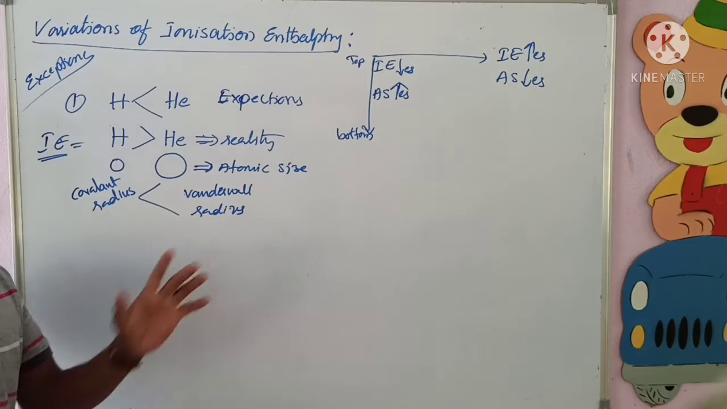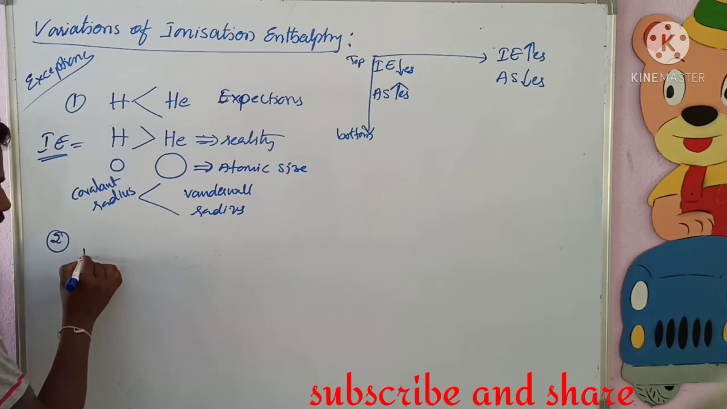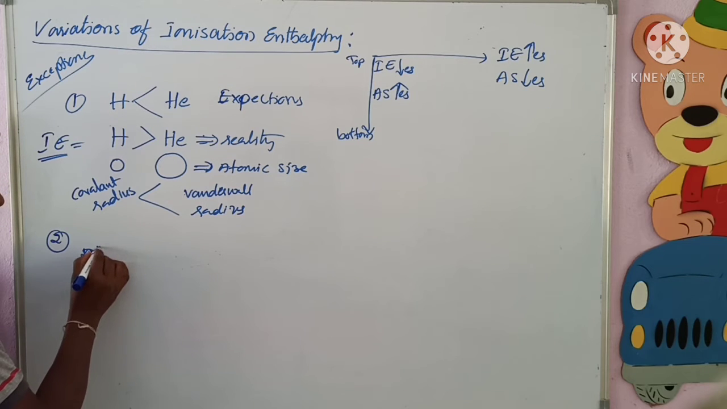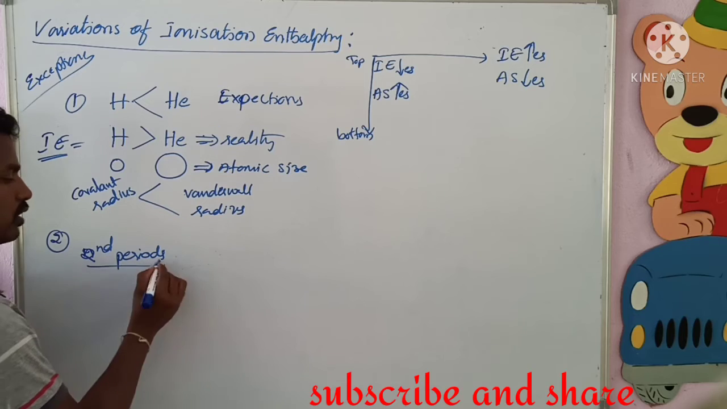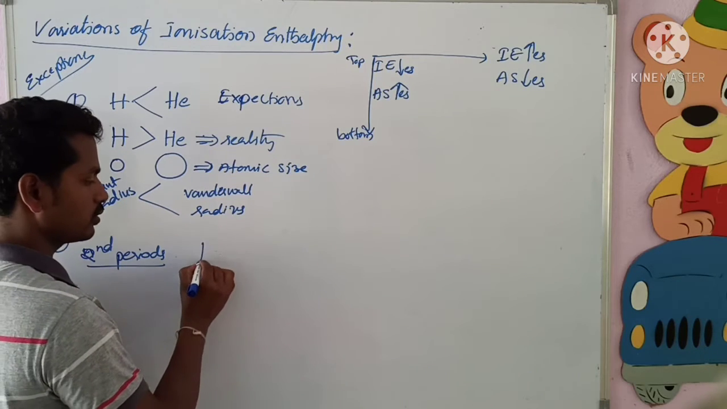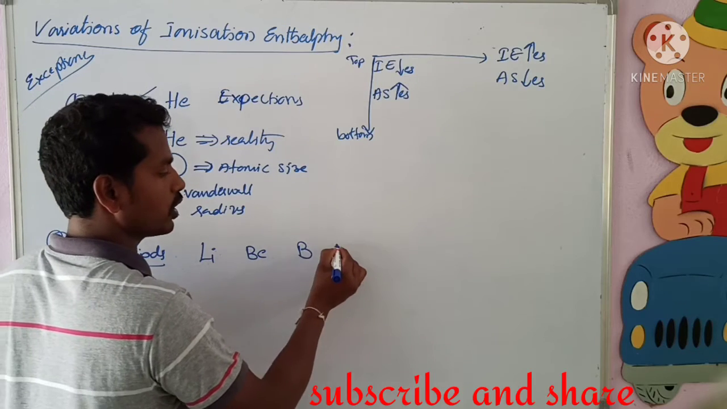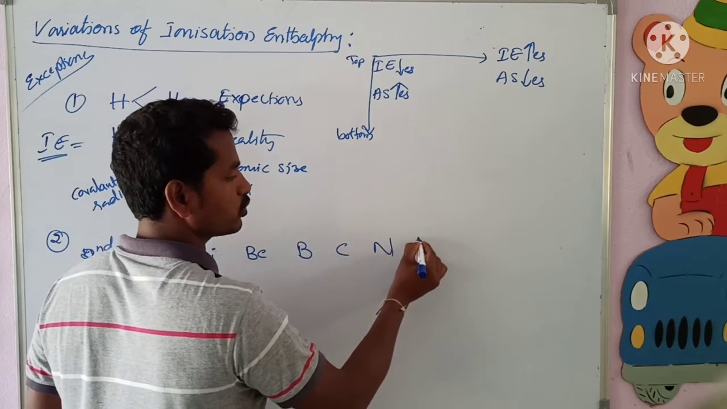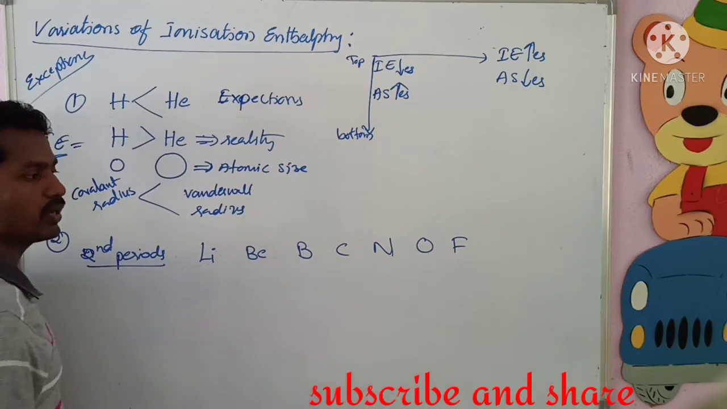Okay, so this is the first exemption. You can take the second period elements. What are the second period elements here? Lithium, beryllium, boron, carbon, nitrogen, oxygen, fluorine. So these are the second period elements.